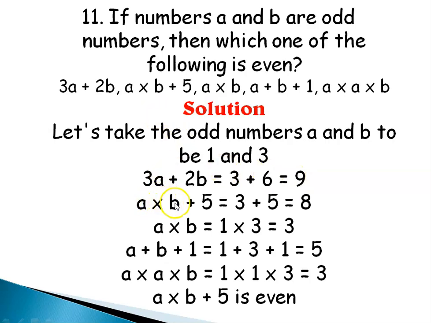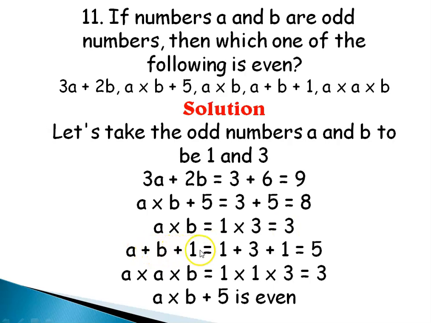And I'll go to the next one. A times B plus 5. If my A is 1 and my B is 3, that means 1 times 3 will give me 3, plus 5. 3 plus 5 is 8, isn't it? 8 is an even number. So that means this expression is even. And then I'll move to the next one. A times B, that is 1 times 3. 1 times 3 is 3. That is odd. So this is an odd number. Then I'll move to the next one.